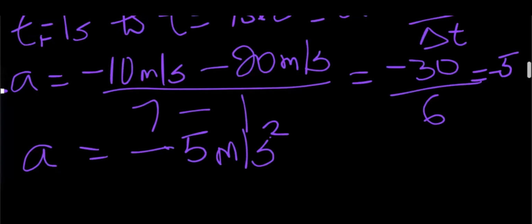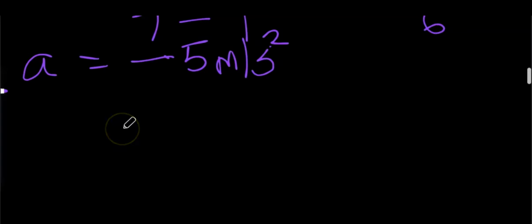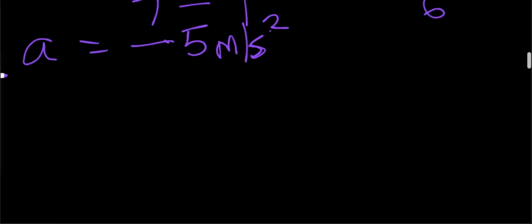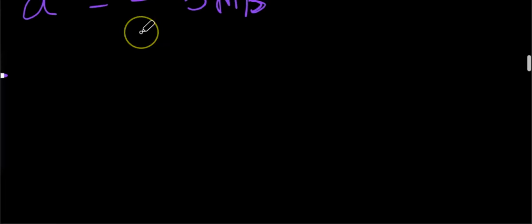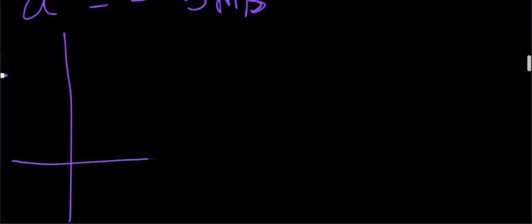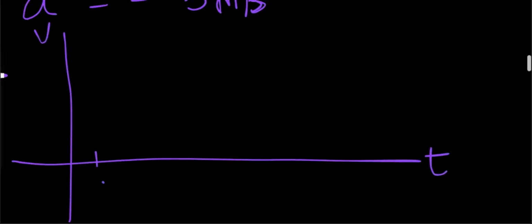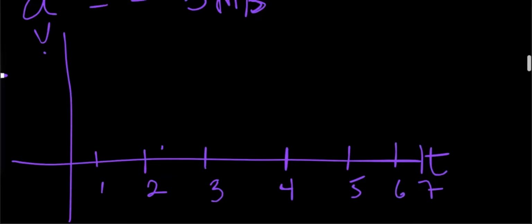So for us to now plot the graph, because we were asked to plot the graph, let's plot it this way. This is the velocity and this is the time. Let's say this is 1, 2, 3, 4, 5, 6, and 7. And here is 20 meters per second, 10, and here is 0.